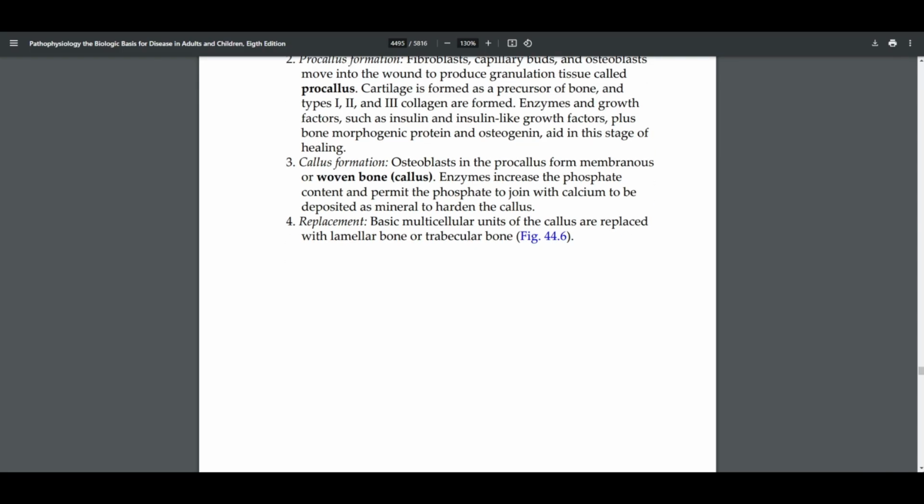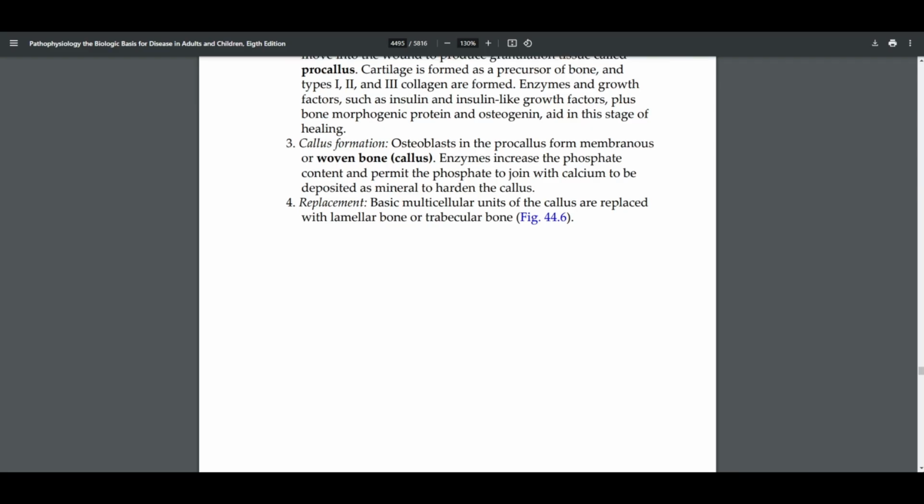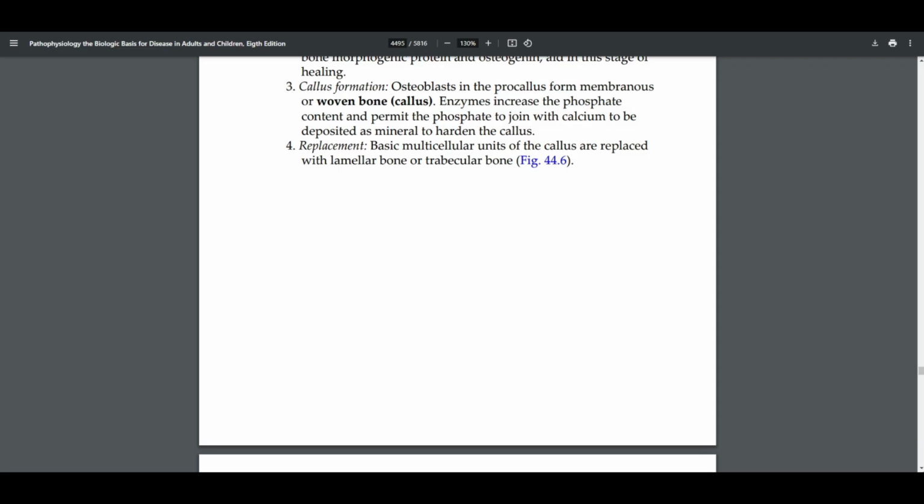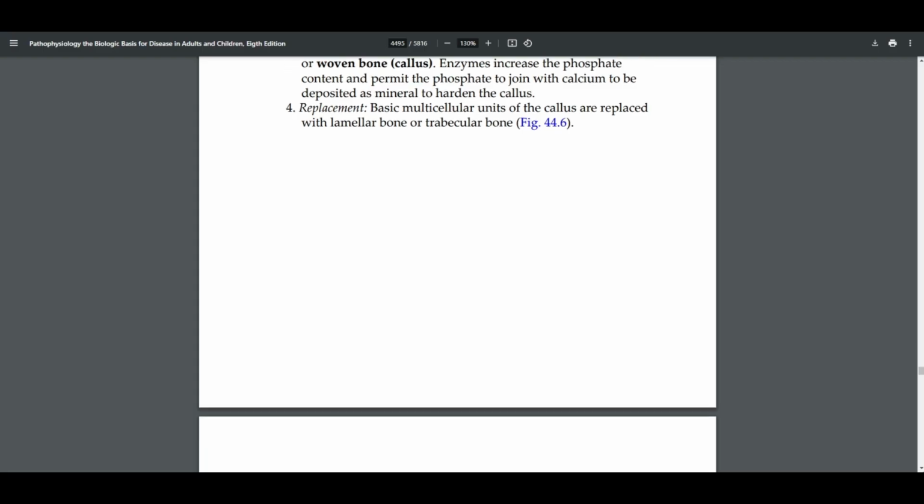Step 3 is the callus formation. Osteoblasts in the procallus form membranous or woven bone. Enzymes increase the phosphate content and permit the phosphate to join with calcium to be deposited as mineral to harden the callus. And then the last portion, replacement. The basic multicellular units of the callus are replaced with lamellar bone or trabecular bone.